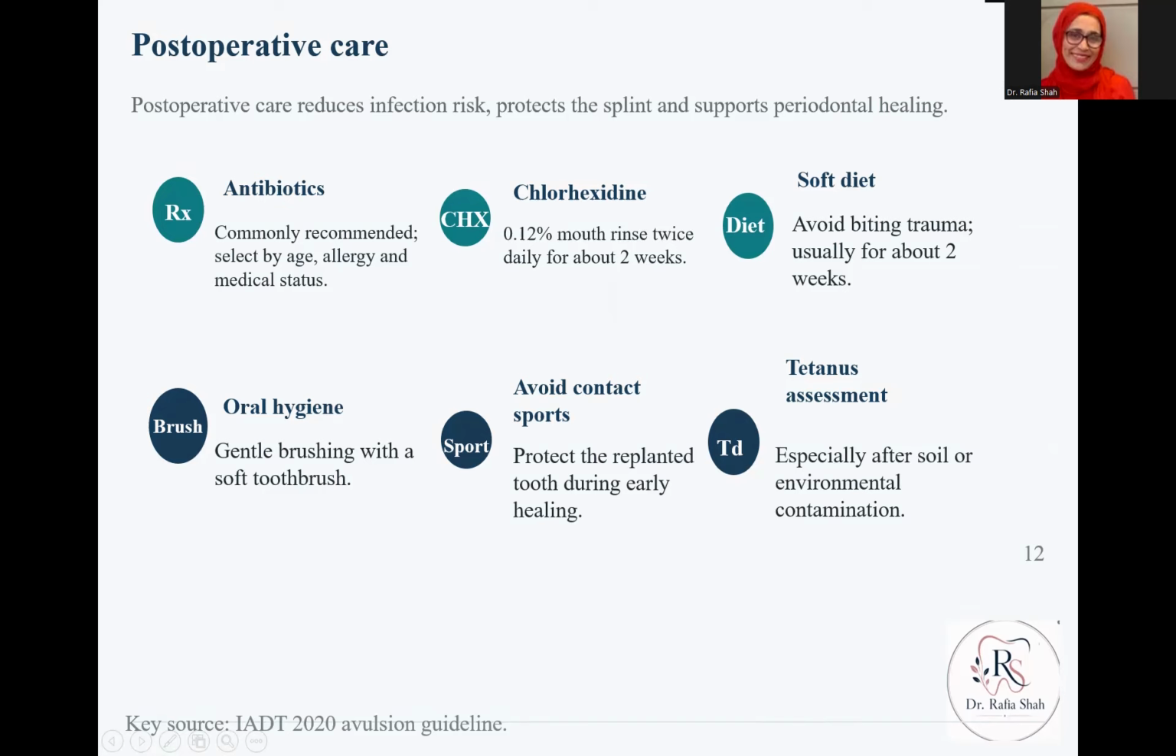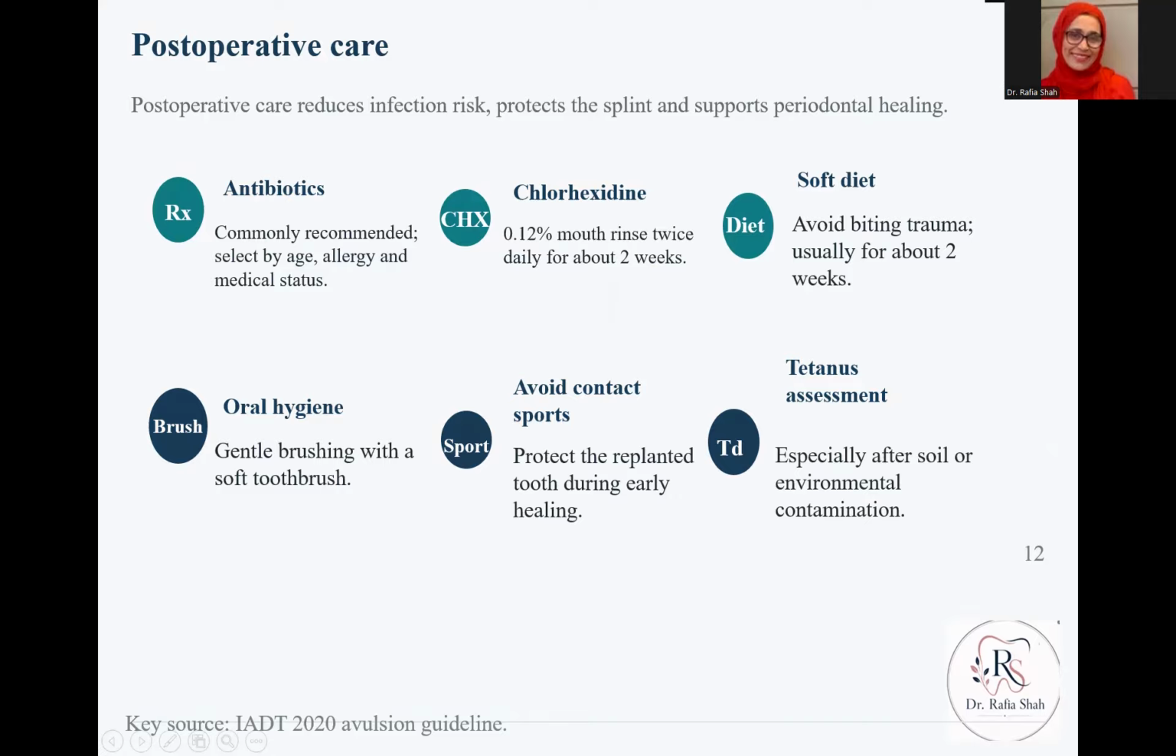If the patient is an adult, then we ask the patient to use chlorhexidine 0.12% rinsing for 2 weeks, because chlorhexidine is considered a chemical brush, somehow, for when a patient cannot perform mechanical brushing. Soft diet for at least 2 weeks to avoid traumatic biting to the particular region. For the rest of the healthy area, not the affected area, the patient is supposed to clean that region gently with a soft toothbrush. Avoid contact with sports after the replantation.